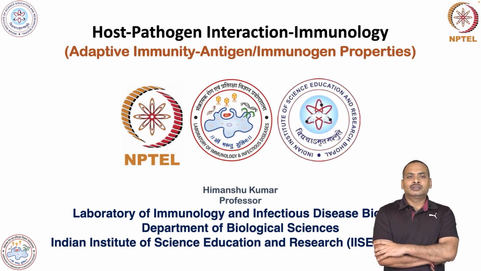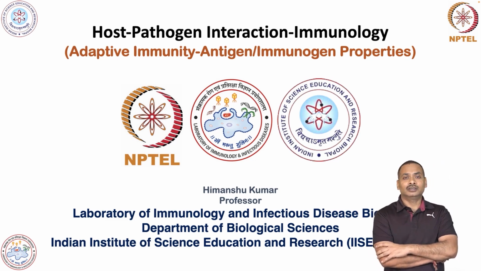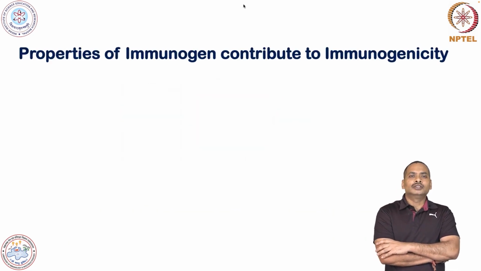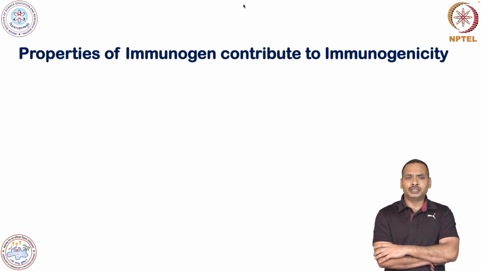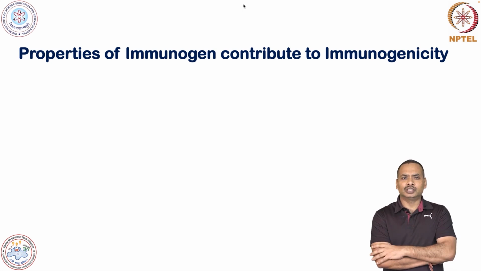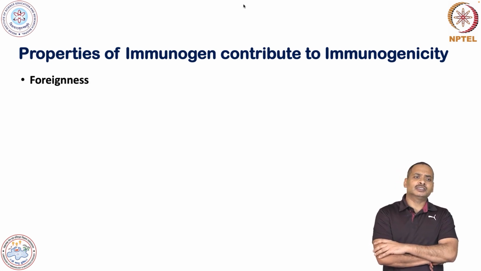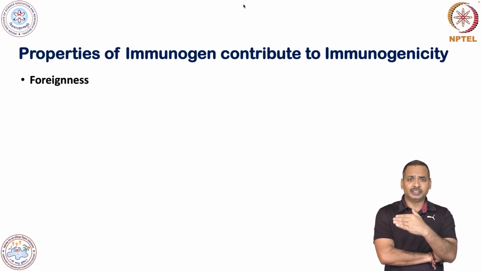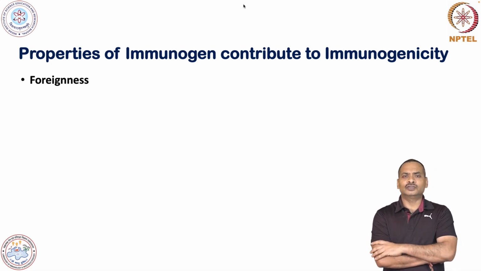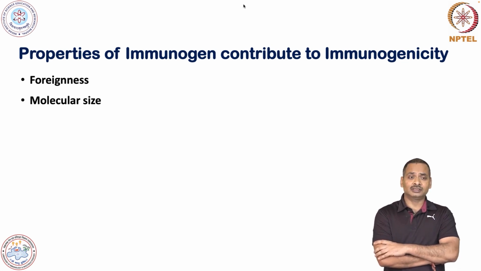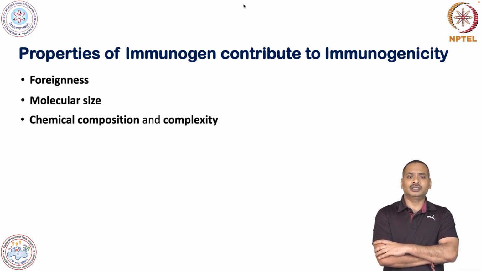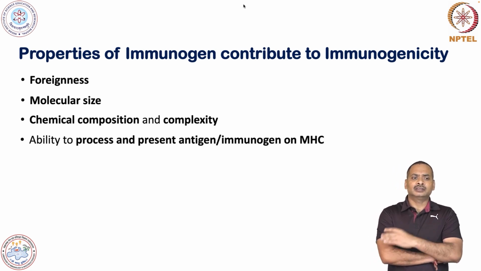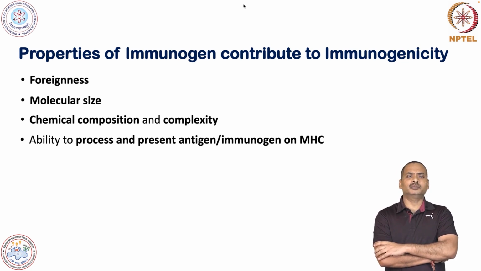So, in this session let us move on to the properties of antigen, or more appropriately, properties of immunogens. Okay. There are the following properties of immunogen that contribute to the immunogenicity. The first is foreignness. I will explain each property in more detail. First is foreignness, second is molecular size, third is chemical composition and complexity, and the fourth is the ability to process and present the antigen or immunogen on MHC.